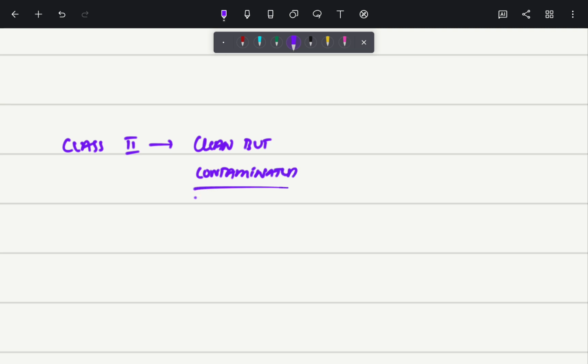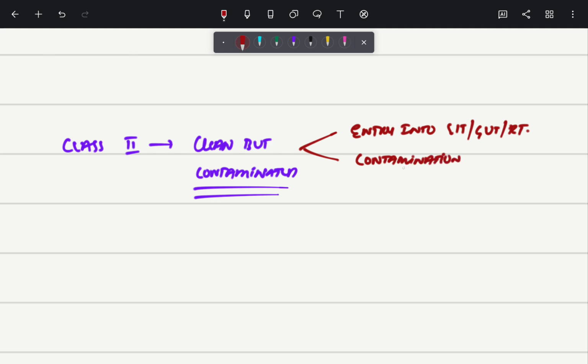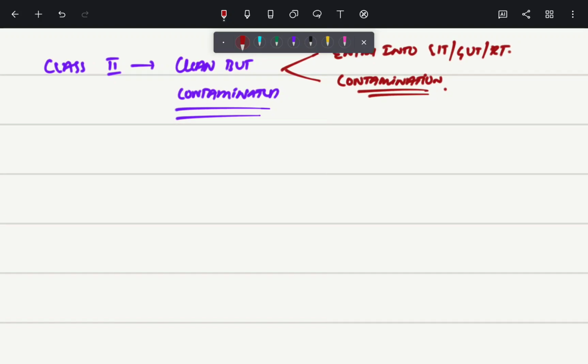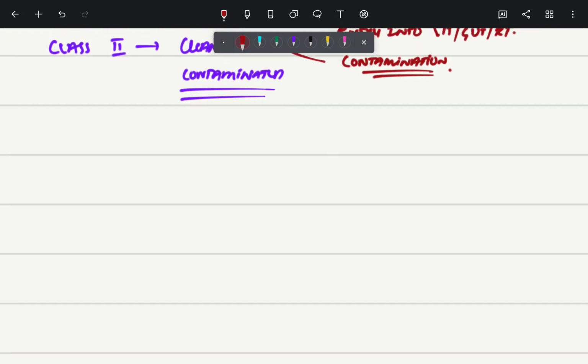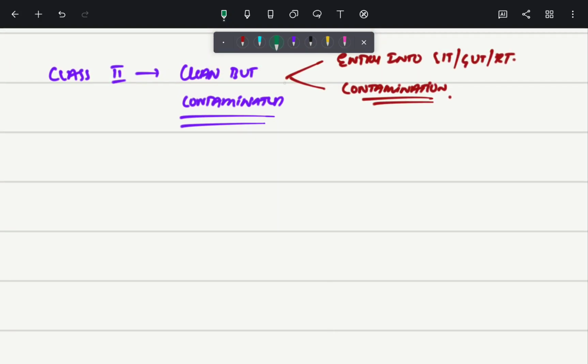Class 2 wounds are said to be clean but contaminated wounds. Now what is meant by this? Here there is entry into the gastrointestinal tract, genitourinary tract, or the respiratory tract. Hence we say that there is contamination. Now what is the example here? First, one more important thing is that there is no spillage.